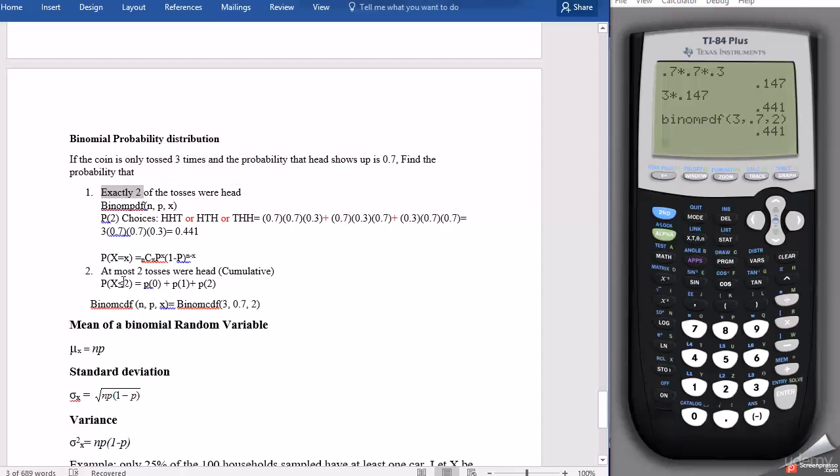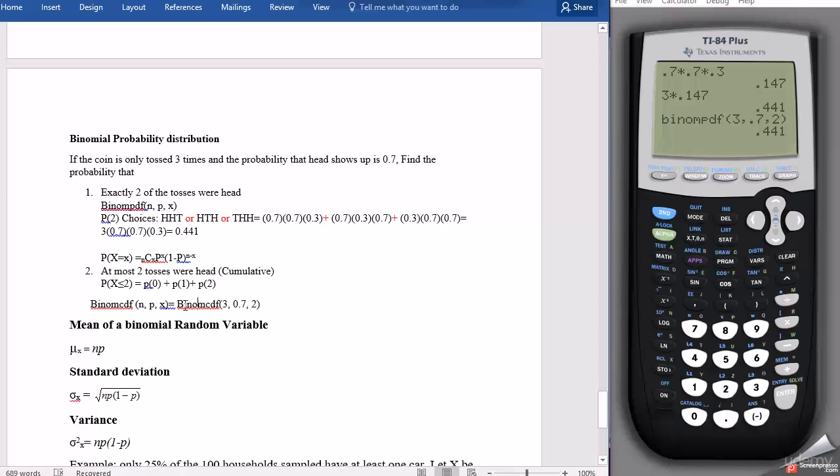Now going further, you can see the second question is asking what is the probability of getting at most 2 heads. At most means that 2 is the highest. So what it means is that we're going to add the probability of getting no heads plus the probability of getting 1 head plus the probability of getting 2 heads. In doing that, we're going to use binomial CDF this time. You can do it like you did up here. It's going to take you a longer time, but we can use the calculator to do that.